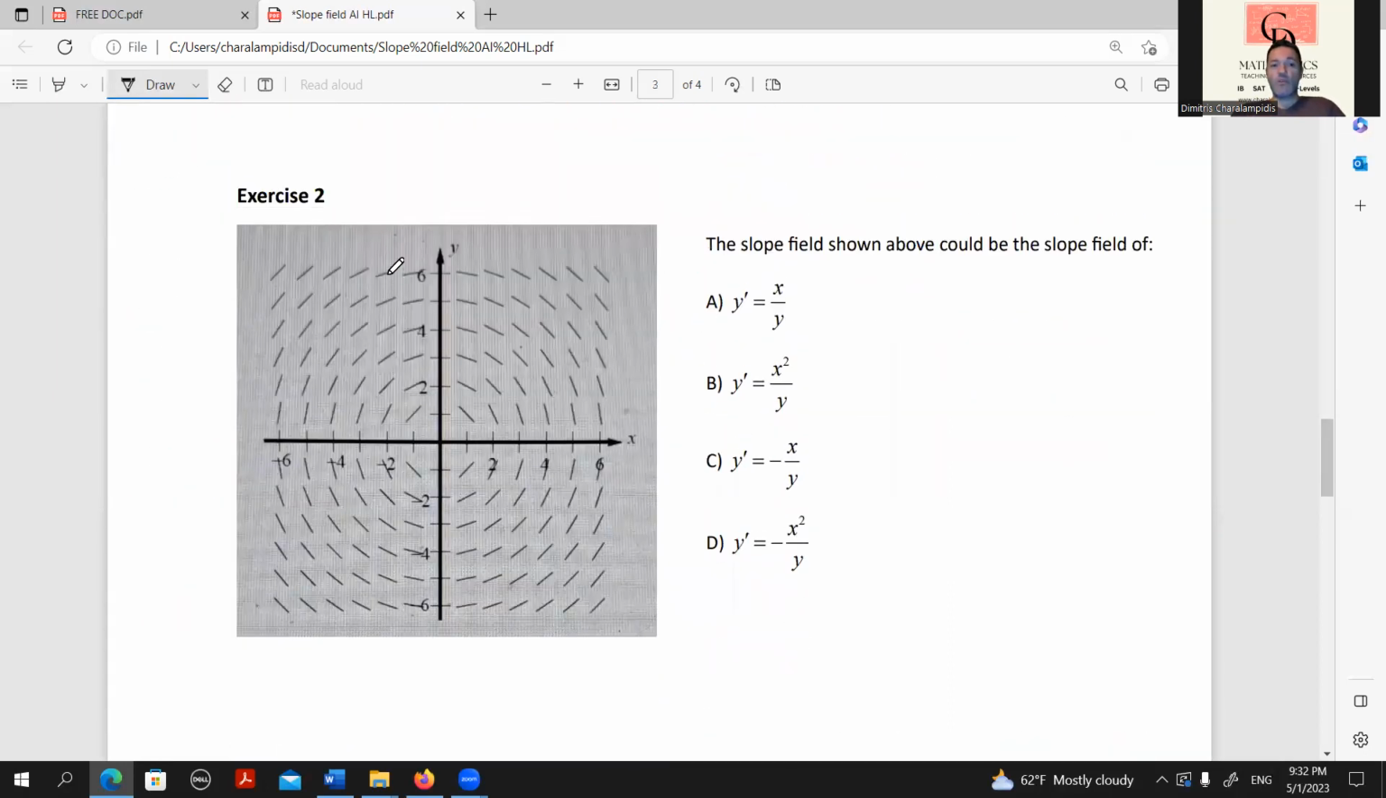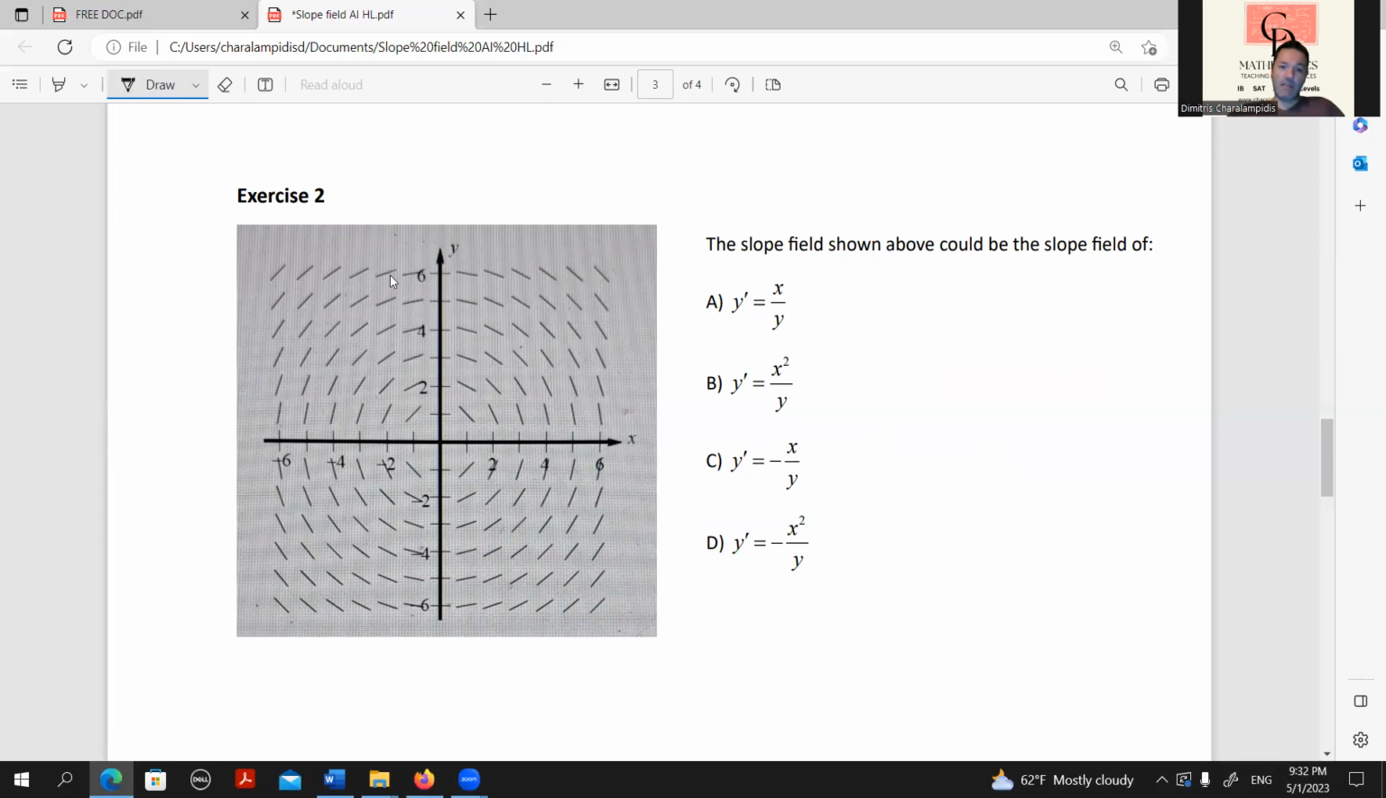In this case, you are given a slope field and 4 different options. Which one of these options do you think could describe that slope field? Remember that it's all about values. So, what can we see?